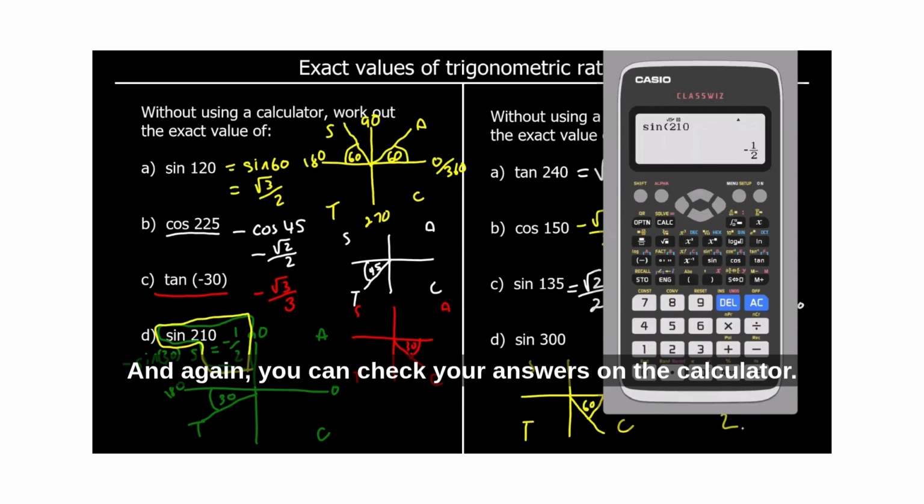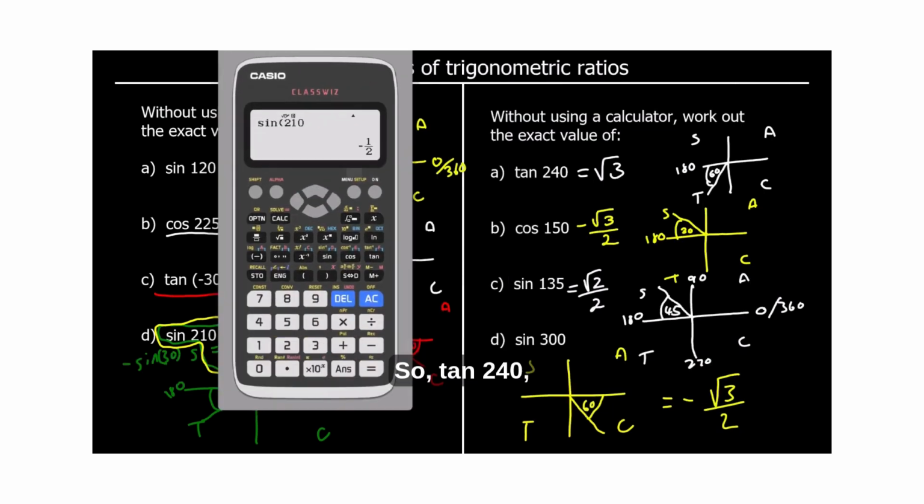And again, you can check your answers on the calculator. So tan 240, square root 3, cos 150, negative square root 3 over 2, sine 135, square root 2 over 2, and sine 300, negative square root 3 over 2.